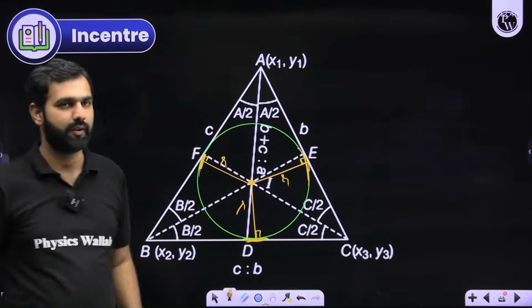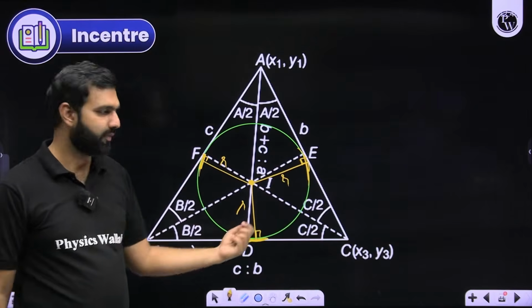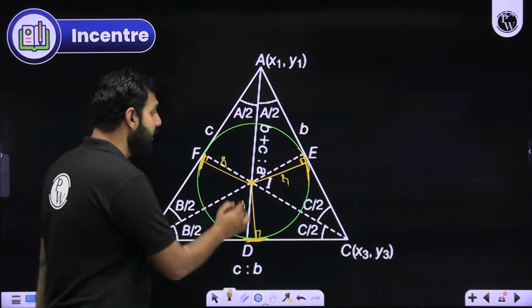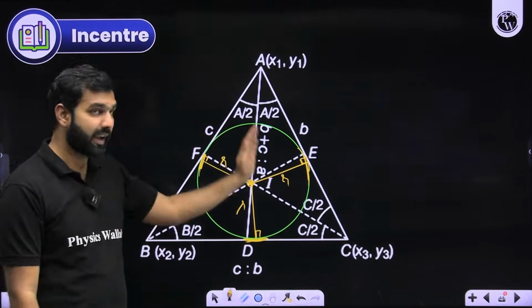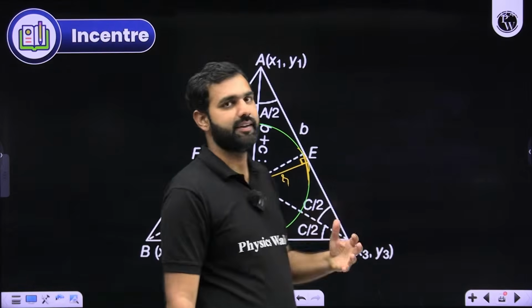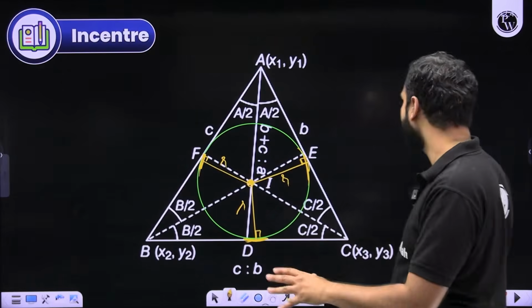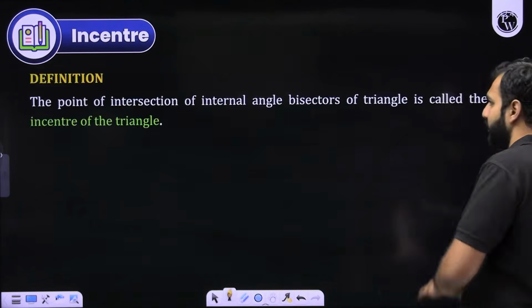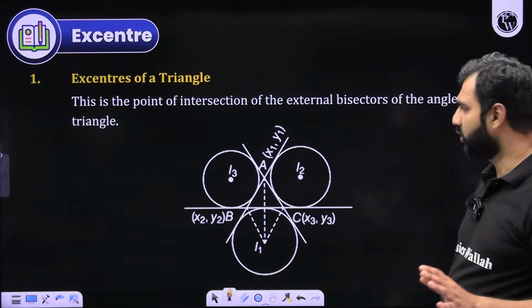inside the triangle. So the incenter is the point of intersection of the internal angle bisectors. There you have this inradius, and the center is going to be the incenter. When you inscribe a circle in a triangle, you get the incenter. The incenter is the center of that inscribed circle. How do we get that? By having the point of intersection of all the internal angle bisectors. There is a formula as well, but let's not bother about that.